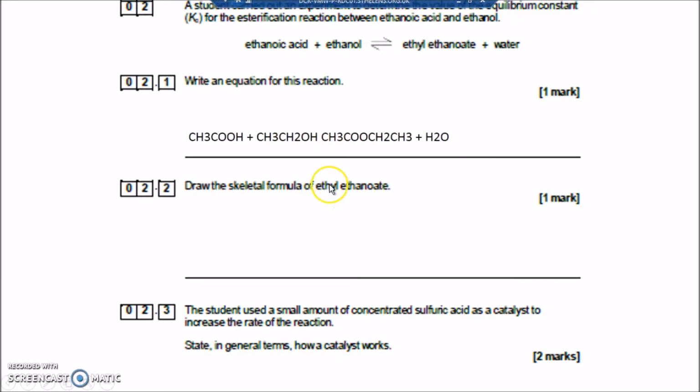Draw the skeletal formula of ethyl ethanoate. Well, before you draw a skeletal formula, I would always draw this out. So I'd always draw it out and see what it looks like.